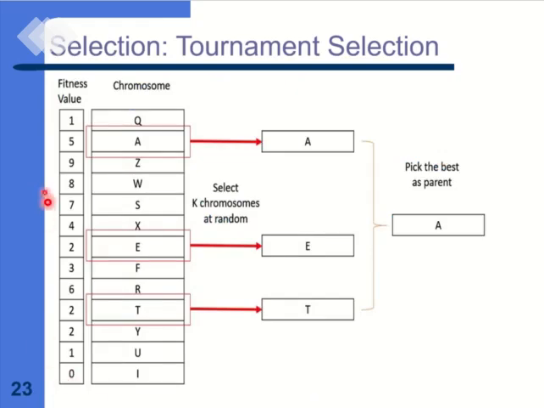So let's say this is the fitness value, and these are the values of the chromosomes. What we're doing here is random selection. Randomly we get, for example, A, E, and T, and the fitness values for them are 5, 2, and 2. After that, we pick the best one, the highest in fitness value. So it will choose A.